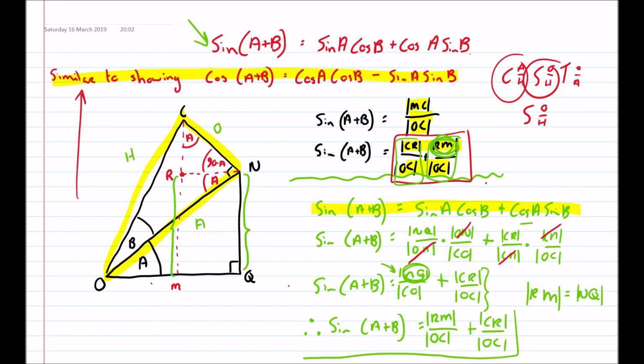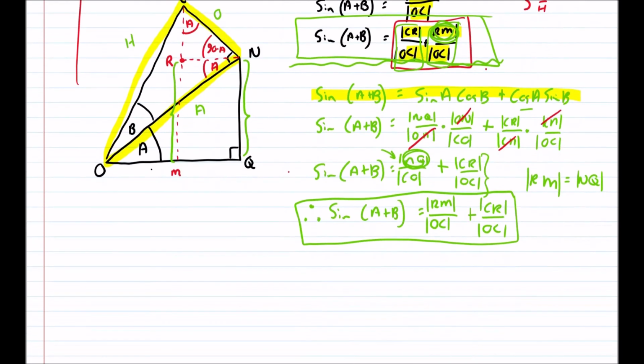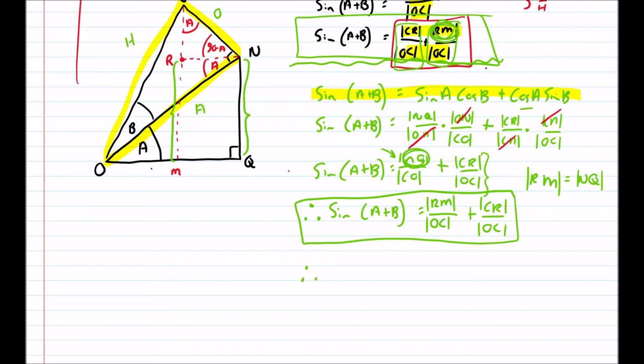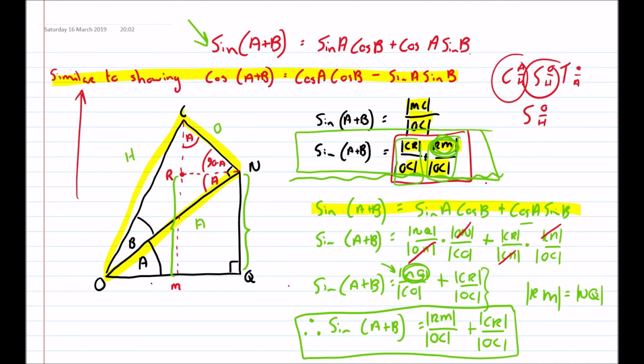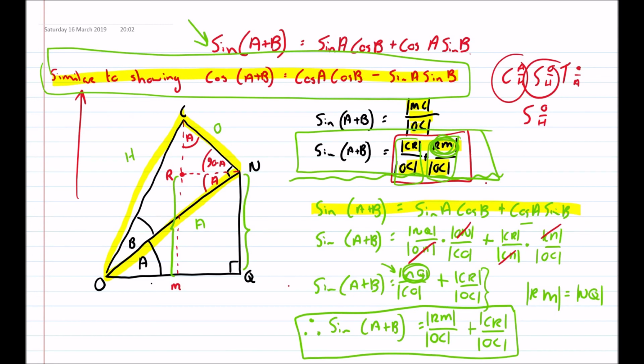Now, that is the same as that. So I can say therefore sine(A+B) equals sine A cos B plus cos A sine B. As I said, it's very similar to how we did that. Okay, thanks guys.